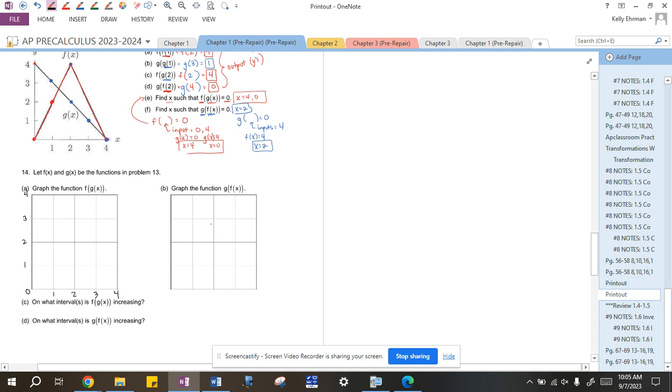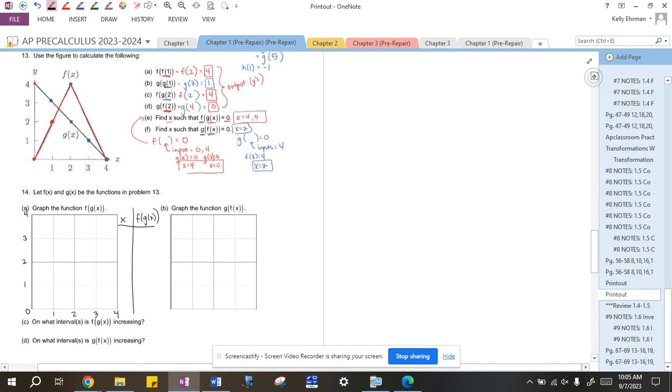F of g of x. So I would make a little chart here. When x is something, what is f of g of x? Now, actually, did we do any of these values? We do have some of these answers. F of g of 2 is 4. So we could plot 2, 4. That's the only one we have, I guess. Okay, so we know that that should be a point up there. But what about the others?